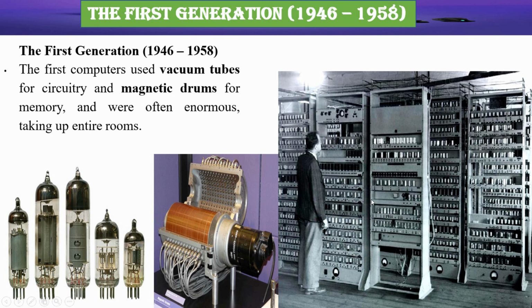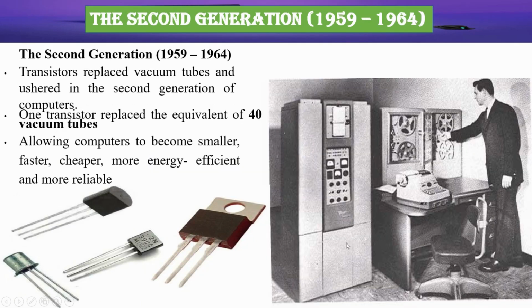Look at the example of the first generation computers, which is very large. And this is the vacuum tube that was used for circuitry, which serves as the processor for first generation computers. And these are the magnetic drums, which serve as storage devices for the first generation computers.